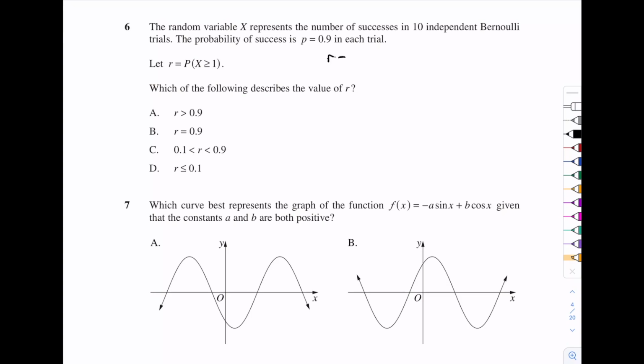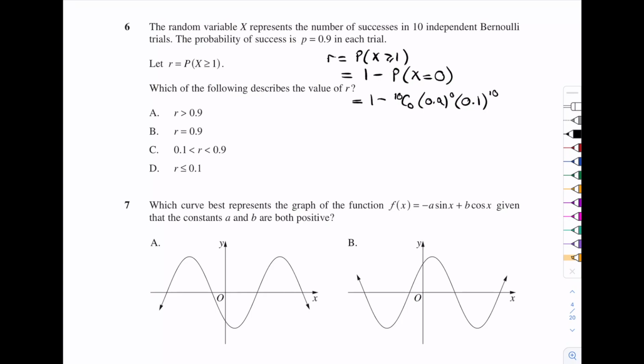So r, which is the probability that x is greater than or equal to 1, is also equal to 1 minus the complementary event, which is x equal to 0. That's the only other event, the only event that's not included in that range of x greater than or equal to 1. So 1 minus the probability of having no successes. Well, what would that be? This is a binomial probability kind of question. So it would be 10 choose 0 times success happens 0 times, and failure, which is 0.1, happens 10 times.